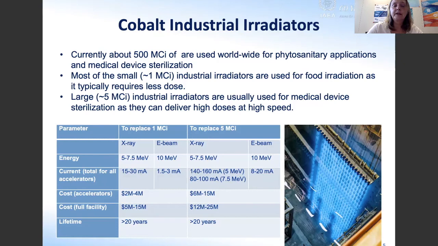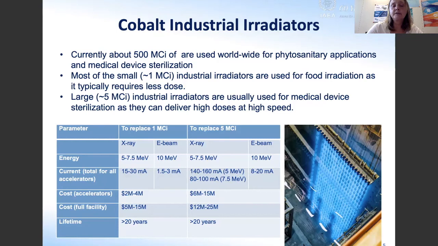You can see that energy is much higher here. We're talking about 5 to 10 MeV. Current is also rather high, and of course the cost of the accelerators and the overall facility is significant. What's interesting here is that you can see two modes. You can see both X-ray and E-beam mode to replace either 1 megacurie or 5 megacurie sources. And for different modes, you have different energies and different currents.